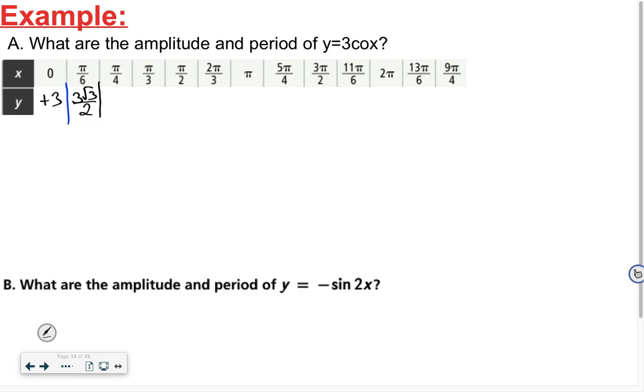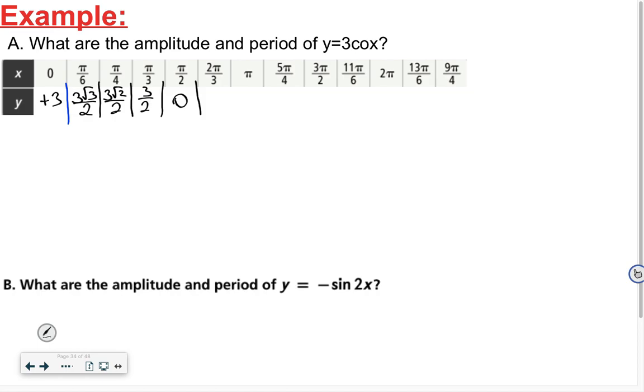If you substitute pi over 4, it's going to be 3 radical 2 over 2. If you substitute pi over 3, it's going to be 3/2. If you substitute pi over 2, it's going to be 0.